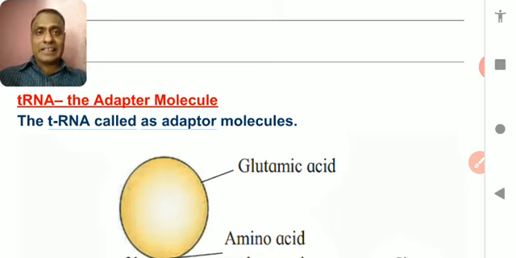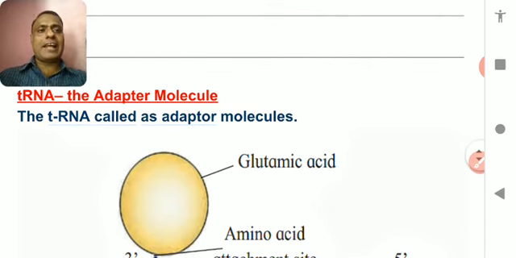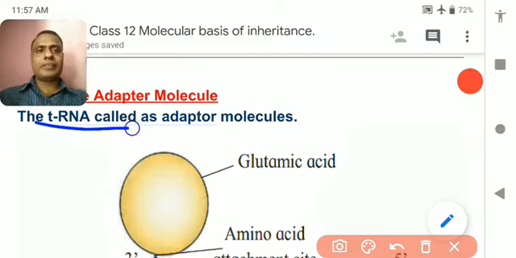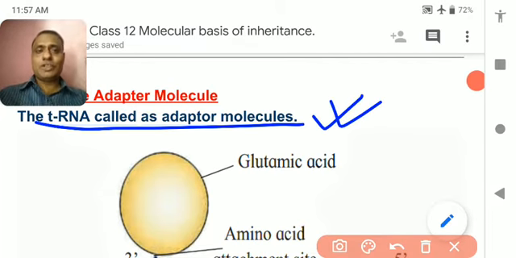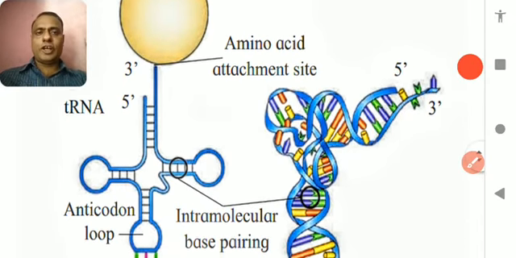So a tRNA helps in coding a particular kind of amino acid. So tRNA are called adapter molecules. Remember this. In fill in the blanks like questions or optional type questions, which kind of RNA are called adapters? This kind of question has been asked. In that case, you have to give tRNA. Understood? Next, here I have given the figure of tRNA.